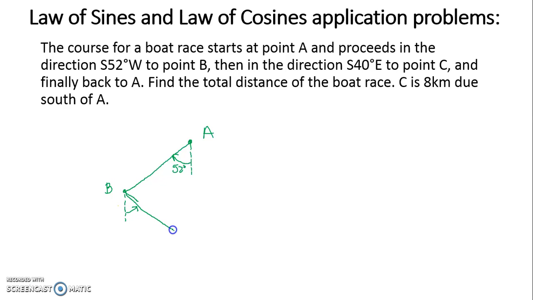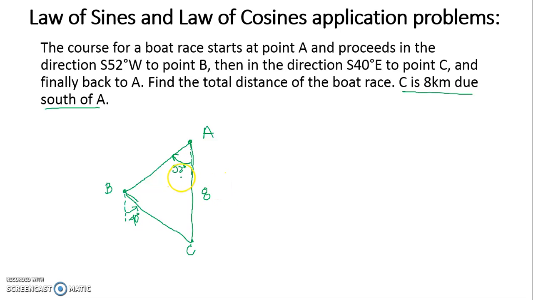Now this is crucial here. C is 8 kilometers due south of A. So I'm actually going to make that come straight down to C. And this was 40 degrees east. And finally back to A, the total distance, find the total distance, and I have an 8 here. So I have lots of things I need to figure out.